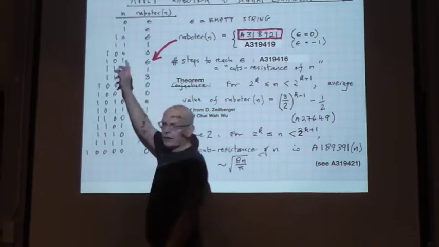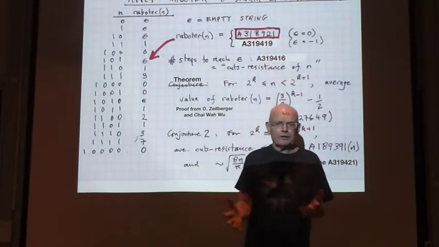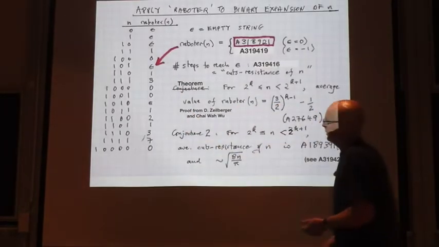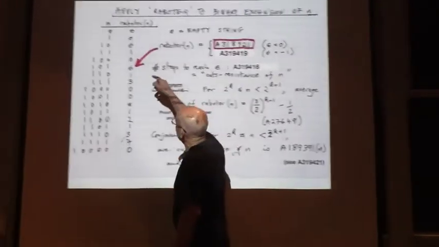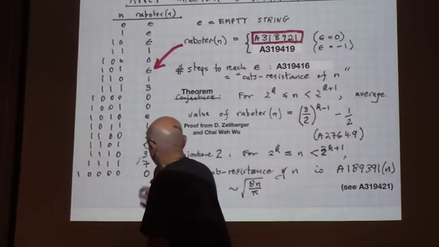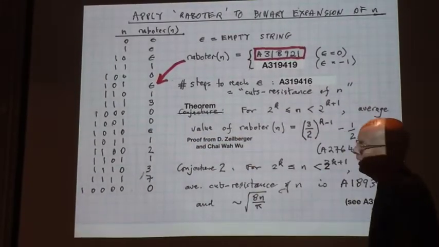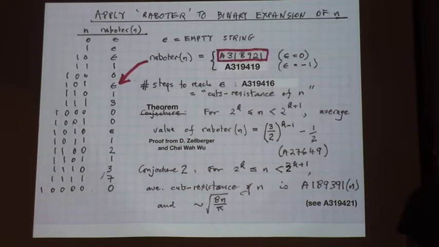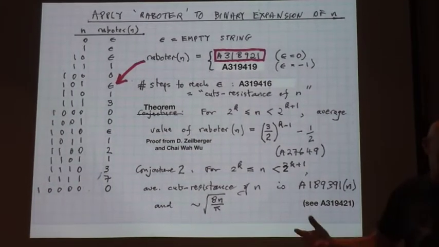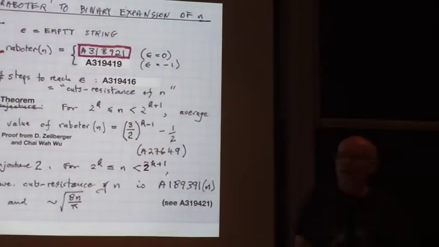For instance, 1, 0: the 1 goes away and the 0 goes away, so we're left with the empty string, which I've denoted by epsilon. So when you raboter n, you get this sequence, and that's the sequence I just played. I think it's a nice dirge in his memory.